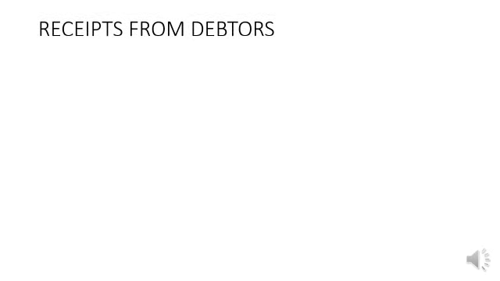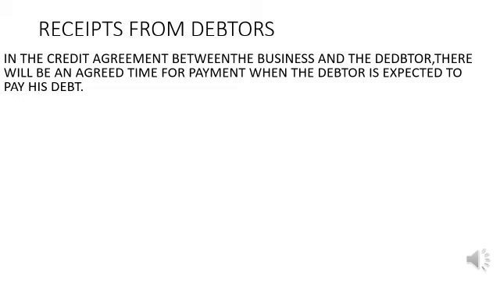Now, when money is received from a debtor, this is what is happening. So I'm going to quickly explain this part here. In the credit agreement between the business and the debtor, there will be an agreed time for payment when the debtor is expected to pay his debt. In other words, when a debtor buys goods on credit, he is given time when he is supposed to settle that amount. So it is stipulated in the agreement. He is given the payment time when he must settle his debt.